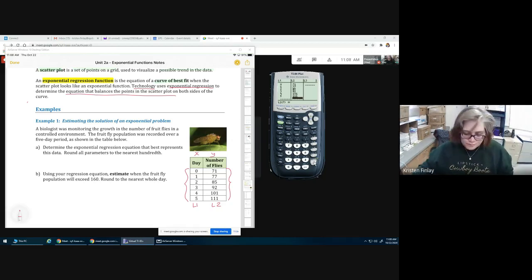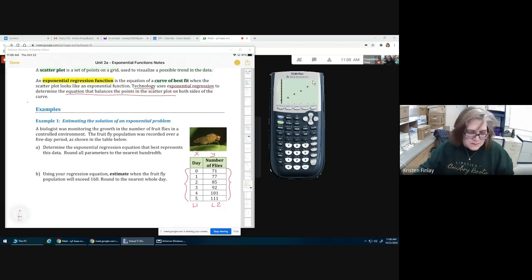Okay, so we want the regression equation. Well, let's take a look first at what this looks like. So second function, stat plot. We're going to turn stat plot on. Enter on. We want a scatter plot. X list is L1, Y list is L2. And we'll do zoom 9 to set our windows. So we can see there's our scatter plot there.